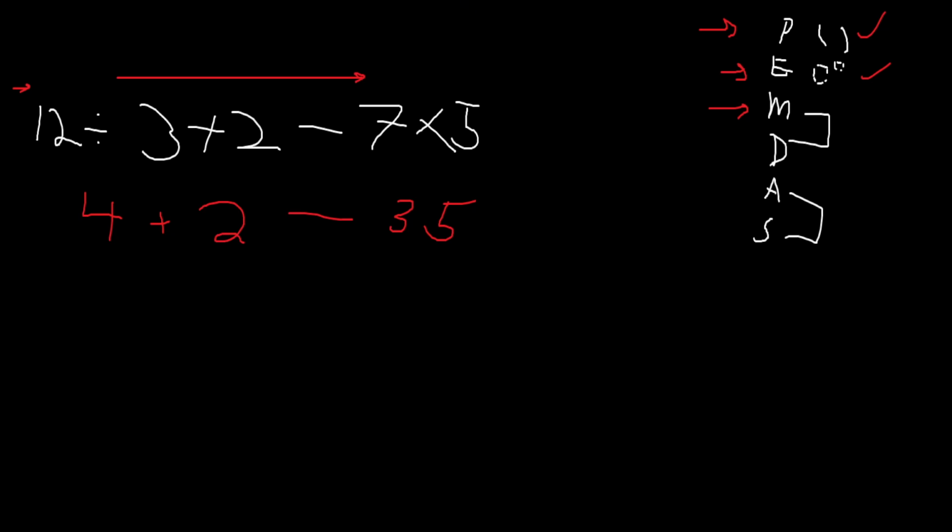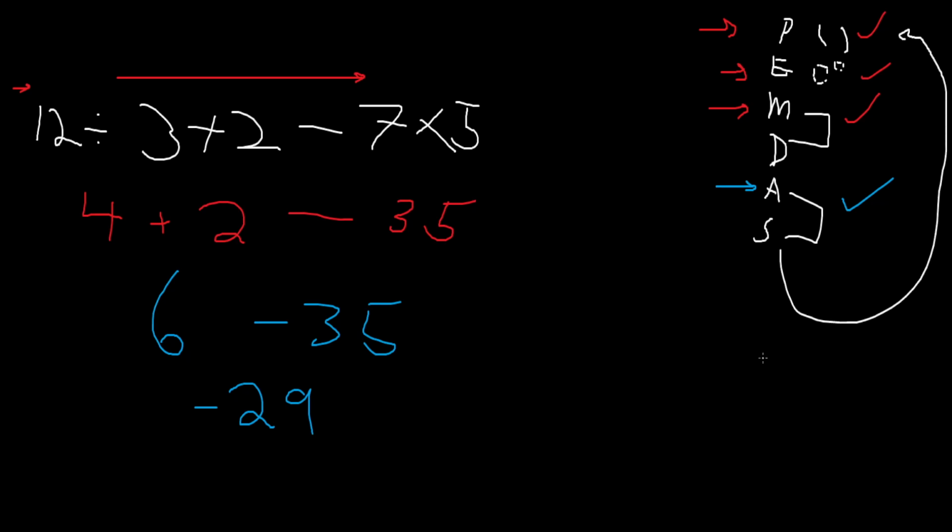So we did the multiply, divide bit. Now we're moving on to add and subtract. So left to right, always left to right. So 4 plus 2, that's 6. 6 minus 35, that's going to be negative 29. So we've added and subtracted. And if there was more to do after this, we'd basically go back to the start and look for parentheses all over again. But we did everything here, so we don't have to worry about it.